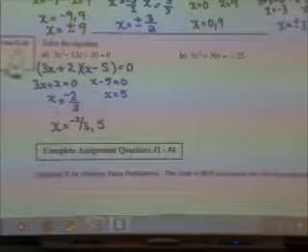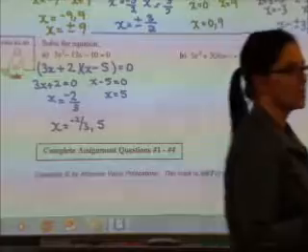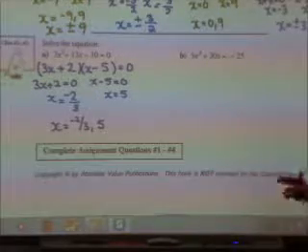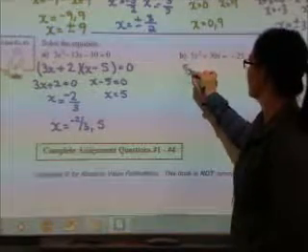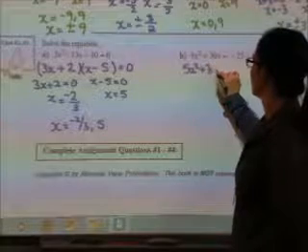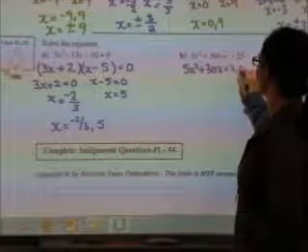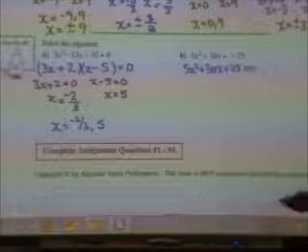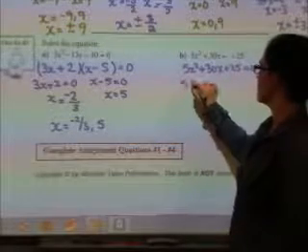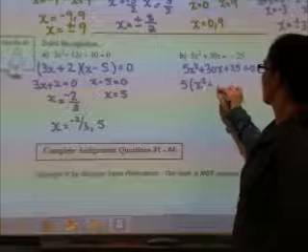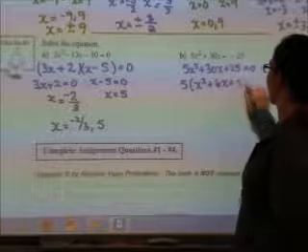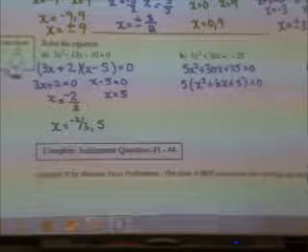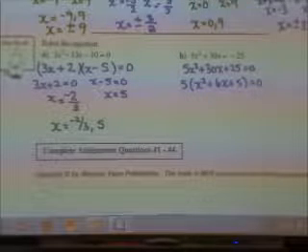B looks a little bit different because it doesn't actually equal 0 this time, but we're going to make it equal 0. We're going to bring the 25 to the other side. Now it equals 0. 5, 30, 25, all divisible by 5. So let's factor the 5 out. Now I have a quadratic that should be easier to factor.